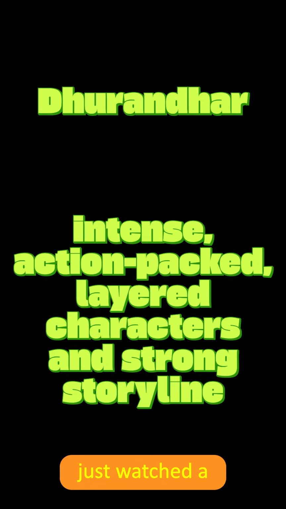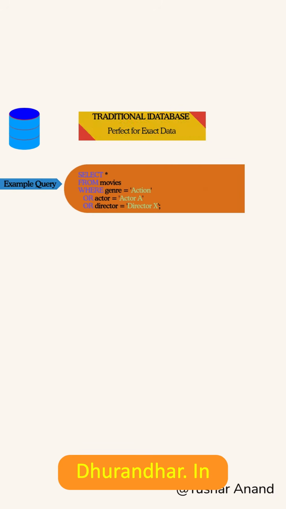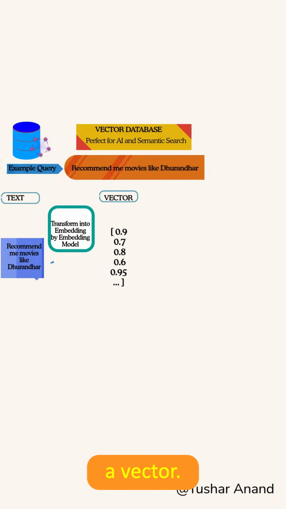Imagine you just watched a movie like Dhurandhar, which was intense, action-packed, with layered characters and a strong storyline. Now you go to a platform and ask, "recommend me movies like Dhurandhar." In a traditional database, the query tries to match conditions like the same genre equal to action, the same actor, and the same director. A vector database thinks instead of labels: the system converts the movie into a vector.